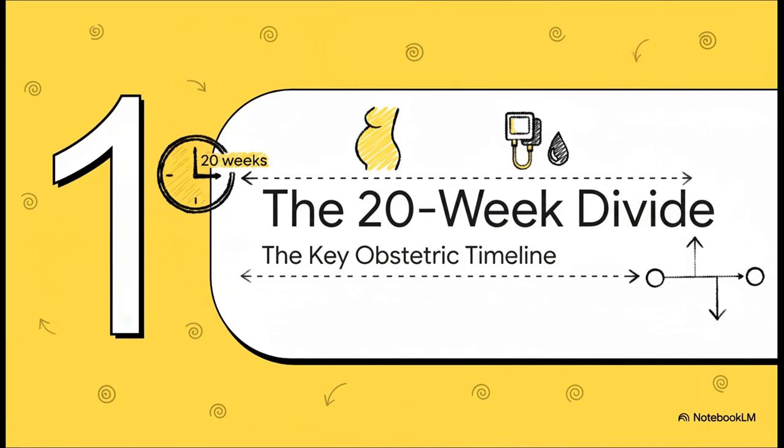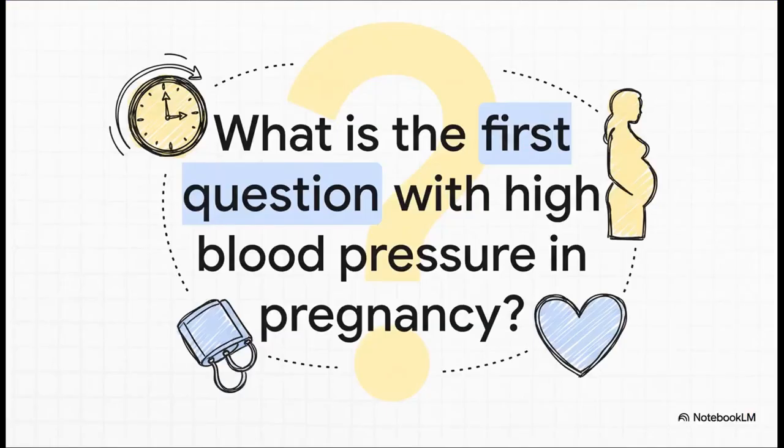Okay, first things first, literally everything in obstetric hypertension hinges on one critical timeline. If you can understand this one dividing line, your entire diagnostic process becomes so much easier. So you see a pregnant patient with a high blood pressure. What's the very first question that should pop into your head?